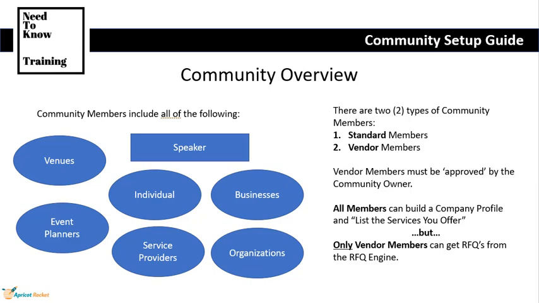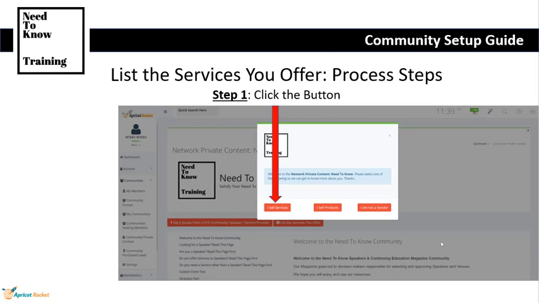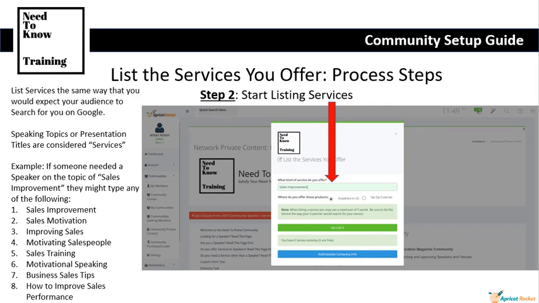So let's start by reviewing how to list the services that you offer. When you initially log in, you're going to see a pop-up with three options. Click the I Sell Services option, and you'll see a screen that comes up that looks like this.